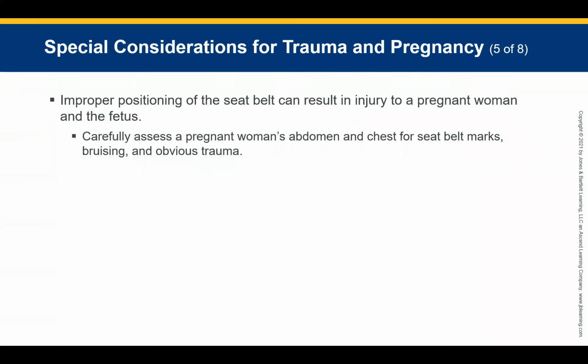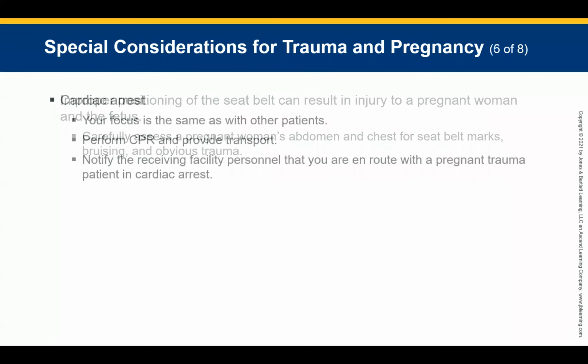Improper positioning of the seatbelt can result in injury to a pregnant woman and the fetus if they are involved in a motor vehicle crash. Carefully assess the pregnant woman's abdomen and chest for seatbelt marks, bruising, and obvious trauma. There are a lot of times where the lap belt is not in the right place, and that's where the injuries come from.